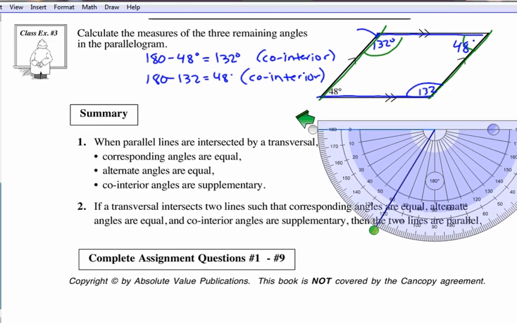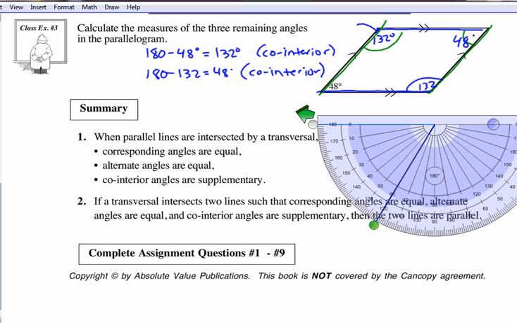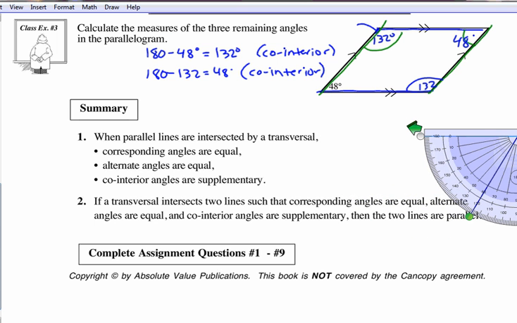All right, summary of this lesson, very important. Corresponding angles are equal. Remember, this is like your F shape. Alternate angles are equal. This is when we have our two parallel lines and a transversal, like our Z shape. And co-interior angles are supplementary. So X plus O equals 180.